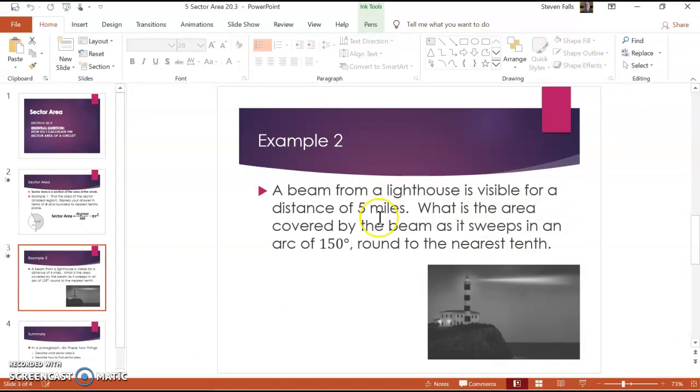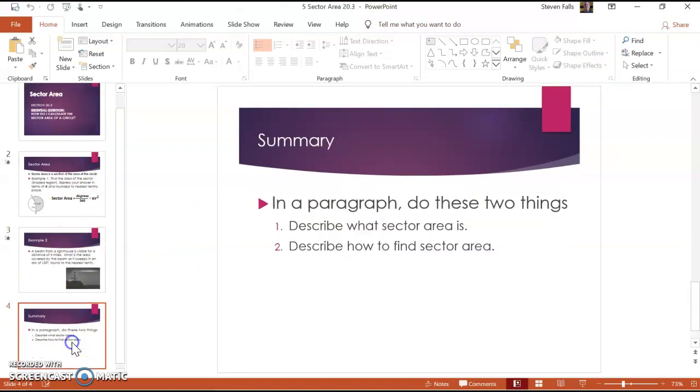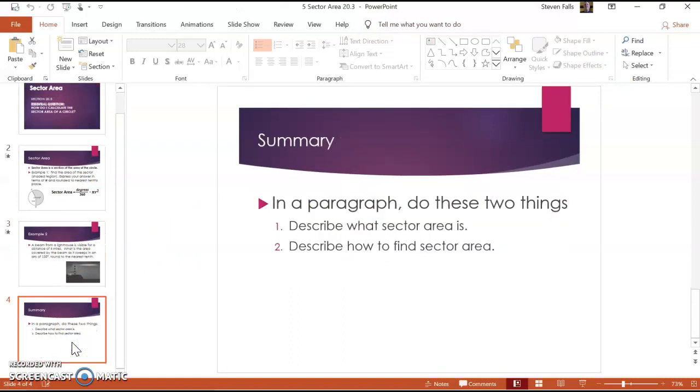All right. So there you go. That's how you're calculating sector area. Pretty short notes. Make sure you have all that stuff inside of your notes. And then here's what you're going to do at the end. I want you to write a summary. Okay. Nice paragraph. Do these two things. Complete sentences. Describe what the sector area is and describe how to find the sector area.